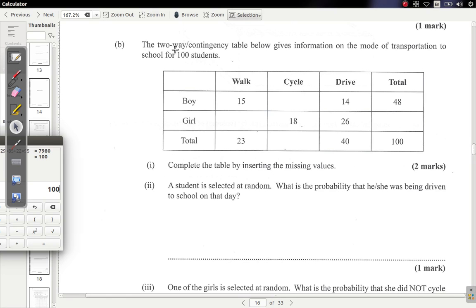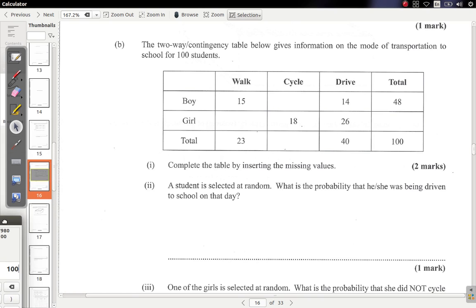They say, the two-way contingency table below gives information on the mode of transportation to school for 100 students. Now, complete the table by inserting the missing values. Alright, what will you do? I'll pause the video and do this for me. Alright, you pause and done.